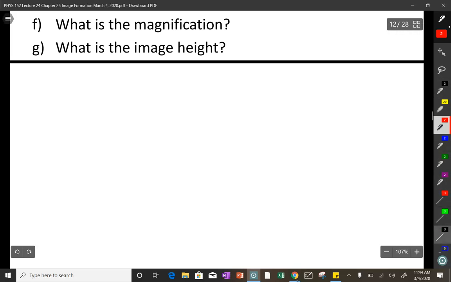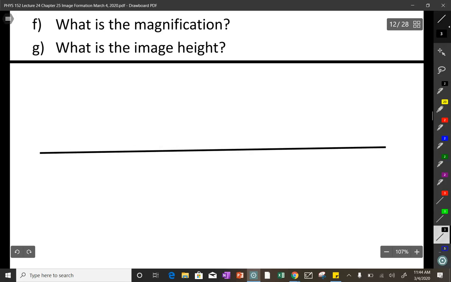So in doing this, first you draw what we call the principal axis.